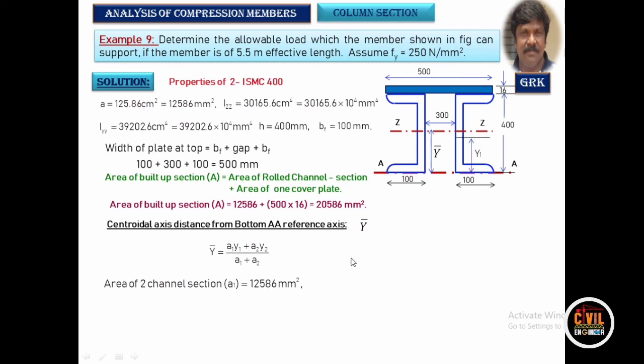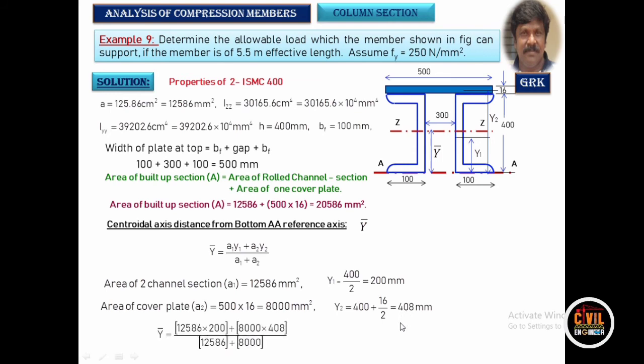So we get the two channels area A1, it's given here, and let us find out A2. Y1 is nothing but the center, 400 by 2, centroidal distance. A2 is 500 by 16, and Y2 is 400 plus 16 by 2, the distance from here to here. You'll get Y2. Get the value of Y bar. Substitute all those things in the Y bar formula, and it works out to be 280.83 mm. That's the centroidal distance. Now by applying parallel axis theorem, for these two plates, we get IZZ.